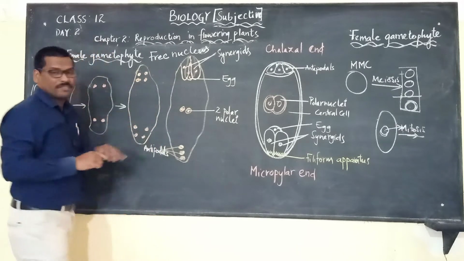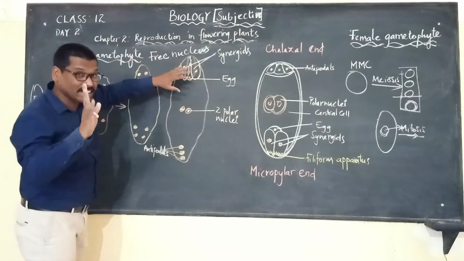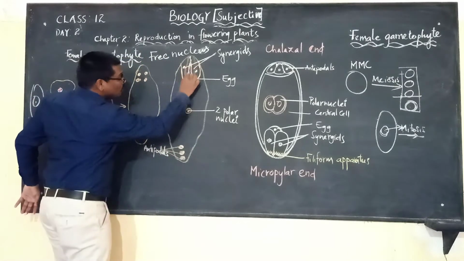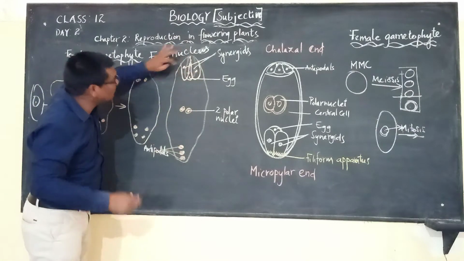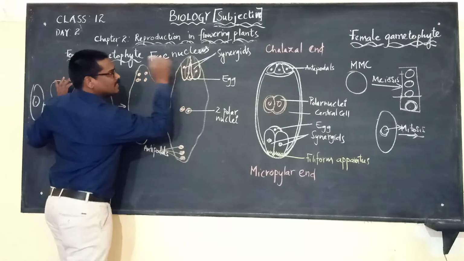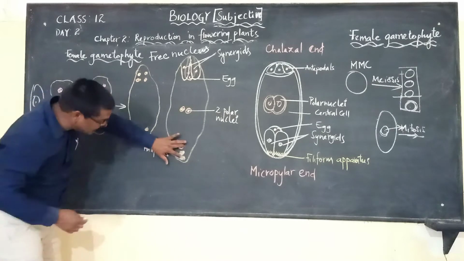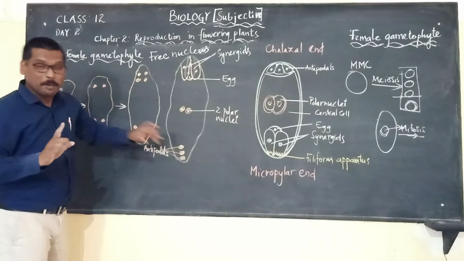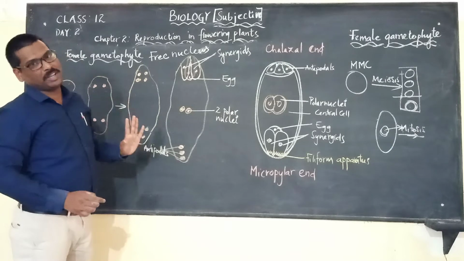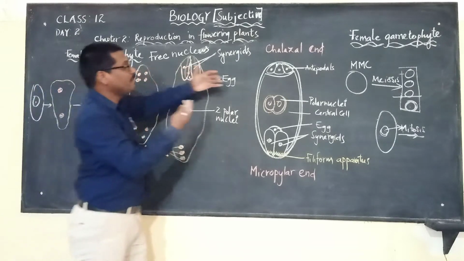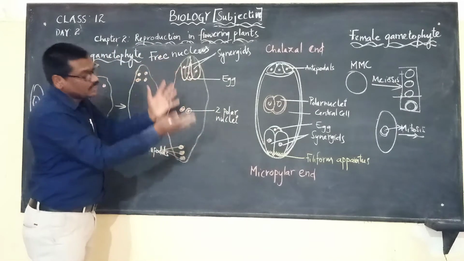One point we have to remember is that out of the 8 nuclei, 6 nuclei are now covered by cell wall formation. This is the first cell, second cell, third cell. In the same way, at the opposite pole, the 4th, 5th and 6th, around these 3 there will also be cell wall formation. But those 2 nuclei present at the center will not have cell wall formation. That is important.